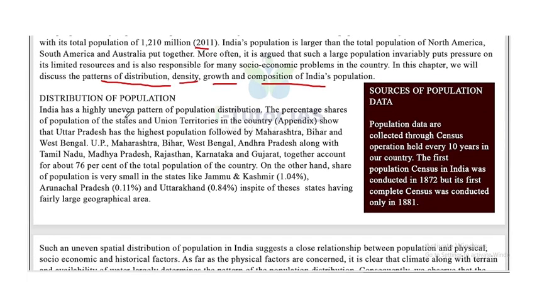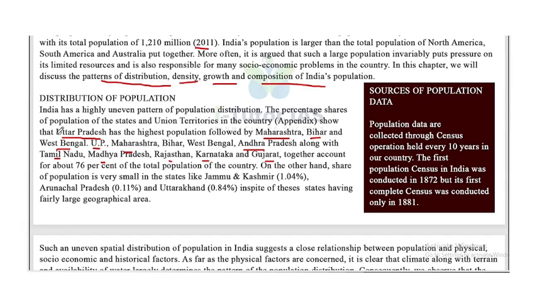India has a highly uneven pattern of population distribution. The percentage shares of population of the states and union territories show that Uttar Pradesh has the highest population, followed by Maharashtra, Bihar and West Bengal, then Andhra Pradesh, along with Tamil Nadu, Madhya Pradesh, Rajasthan, Karnataka and Gujarat. Together they account for about 76% of the total population of the country.